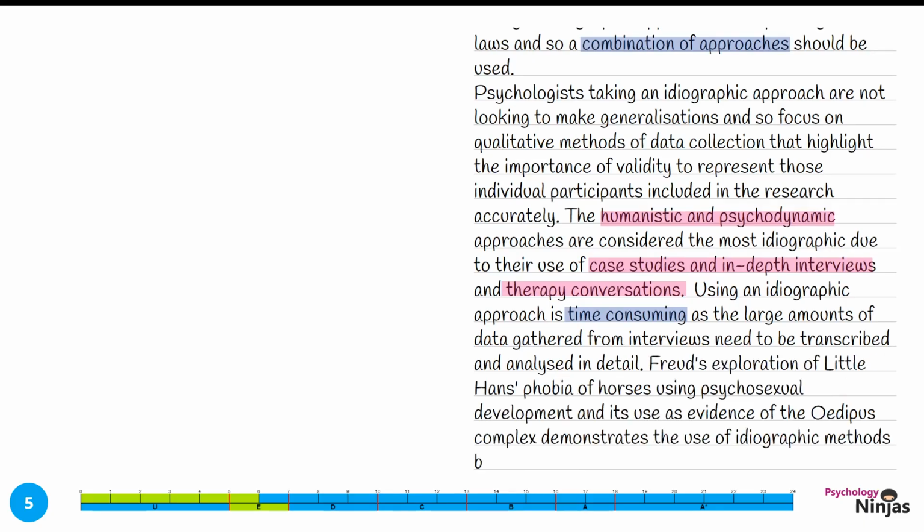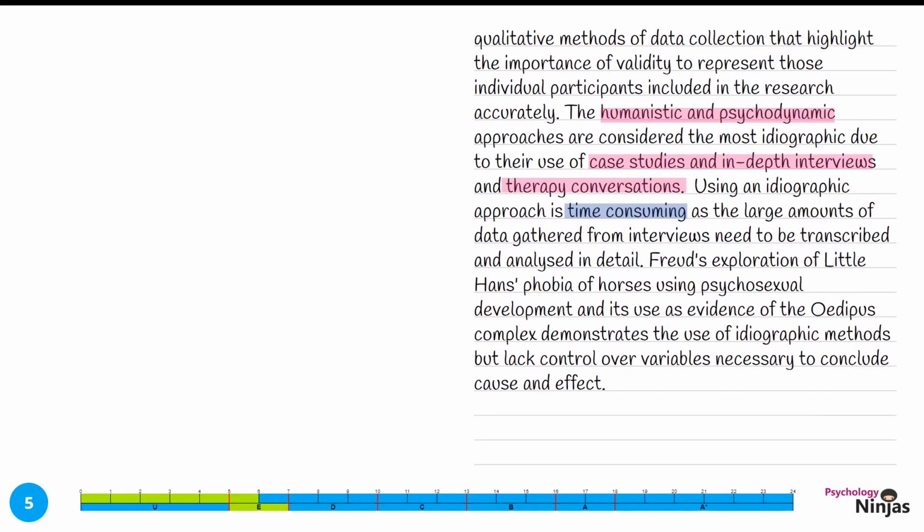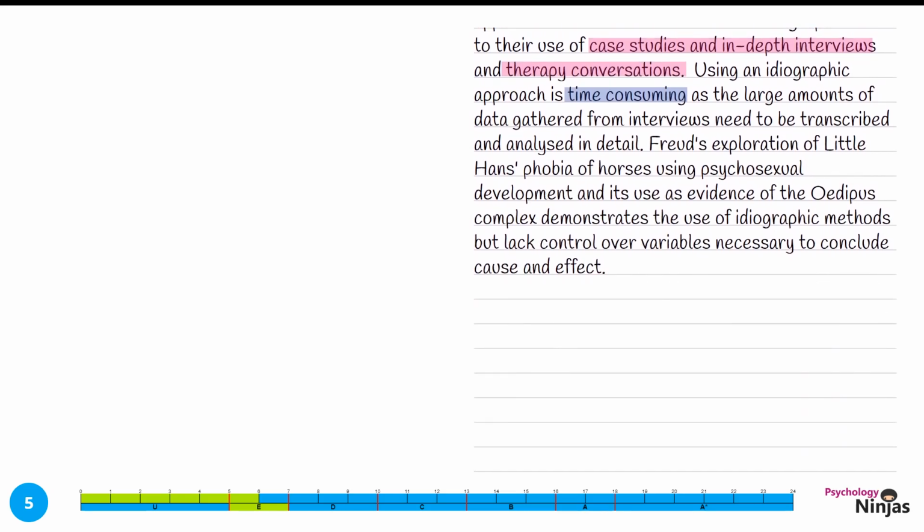Freud's exploration of little Hans's phobia of horses using psychosexual development and its use as evidence of the Oedipus complex demonstrates the use of idiographic methods, but lack control over variables necessary to conclude cause and effect. We've taken an example from psychodynamic approach, but you could use other examples here as long as you're explaining the impact of them on evidence.